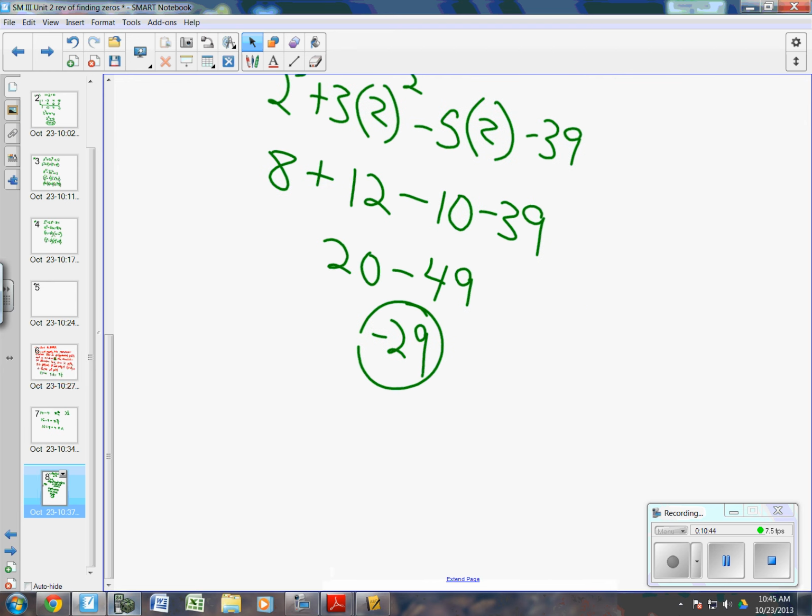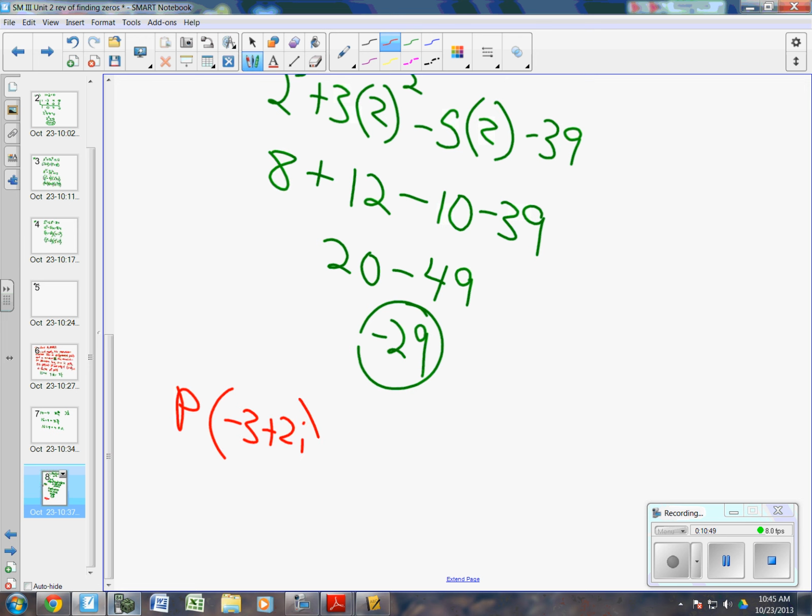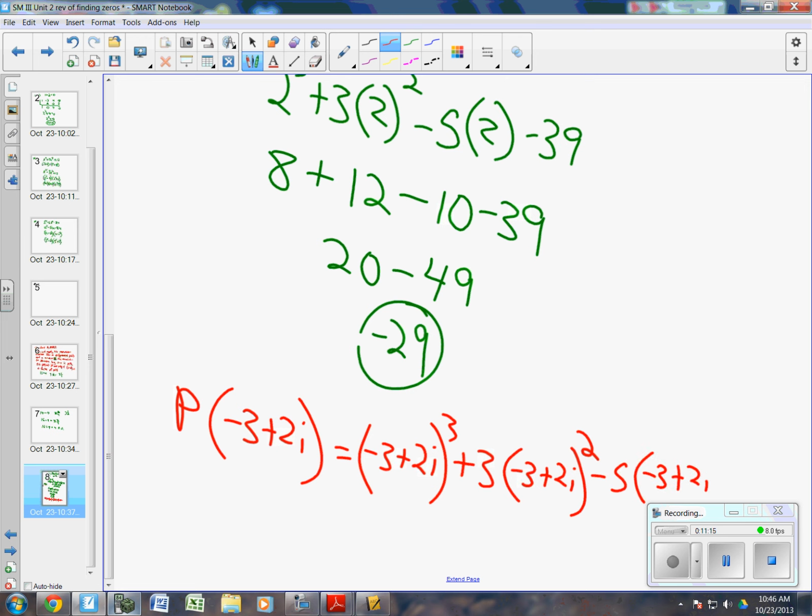What was that number again? Negative 3. We're going to do p of negative 3 plus 2i. So we're going to go negative 3 plus 2i cubed. This might be a long problem. I don't know if we want to do it. Plus 3 times negative 3 plus 2i squared, minus 5 times negative 3 plus 2i, minus 39.